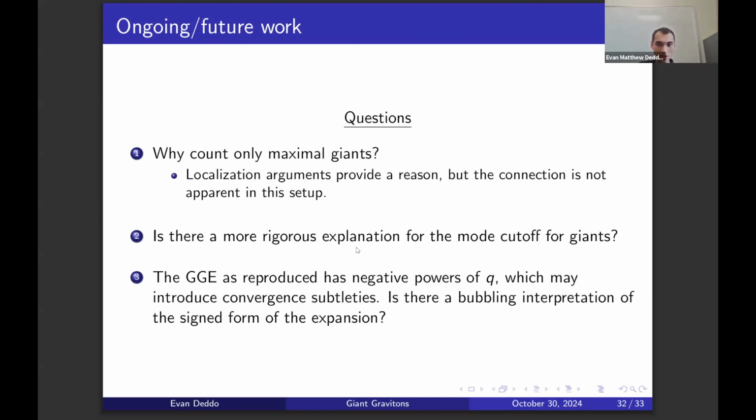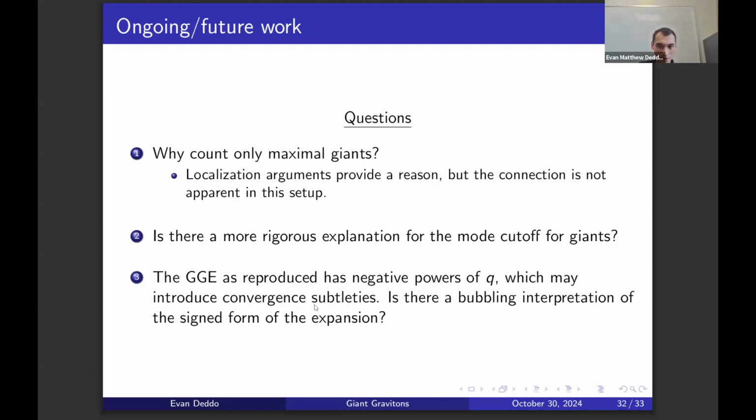Also, is there a more rigorous explanation for this mode cutoff for the giants? Because I guess we did have two separate proposals for doing this. One was more geometric. But I guess maybe, does this always work if we tried doing this analysis with giant gravitons of other types of indices? Would this cutoff still hold? Maybe only one of them does.